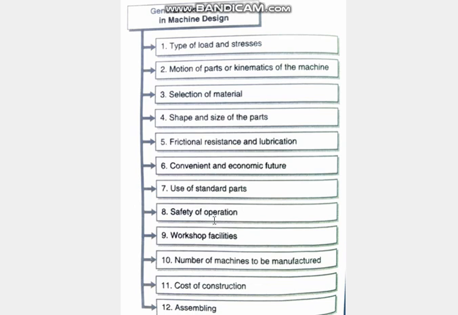Then next is safety of operations. Some machines can be very dangerous to operate, especially if they are rotating at a very high speed. So you have to consider the safety also, wherever there are moving parts in the machines. Sometimes our clothes and other things can be trapped, and we ourselves will be pulled into the machine and will be affected. So safety of operations also we have to consider when we are producing a machine.